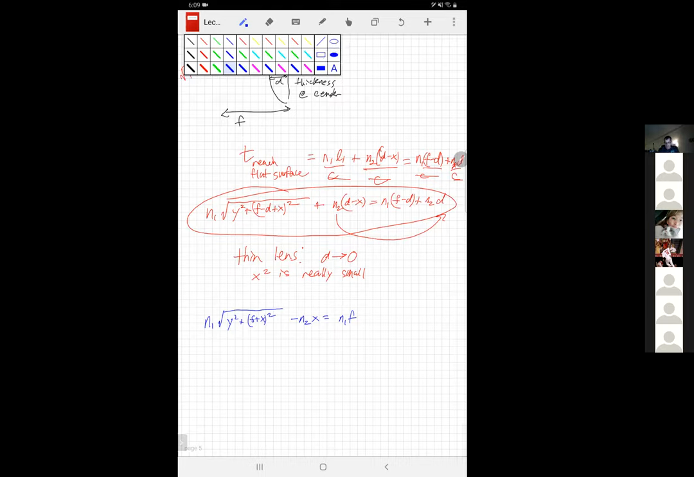All right, let's make one more step. N1 square root of y squared plus f squared plus 2fx plus x squared equals N2 plus N1f. Now, what can I say about x squared compared with f squared or fx, given my thin lens approximation? Well, we said that x squared is really small, right? So is it negligible? Yep. Negligible.